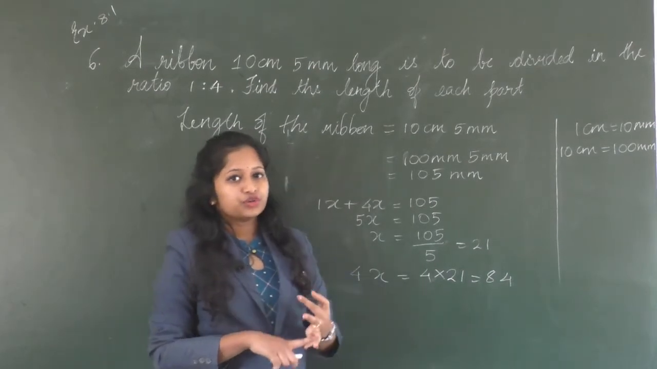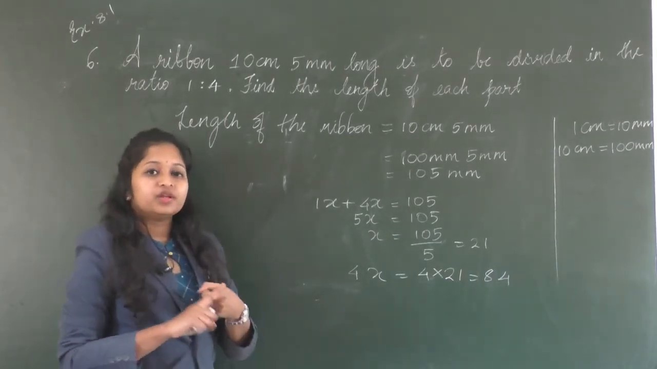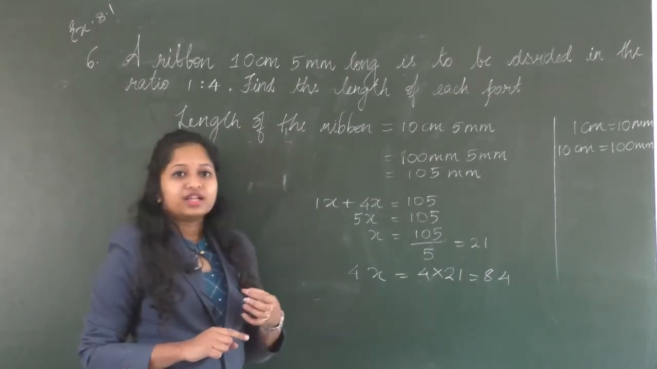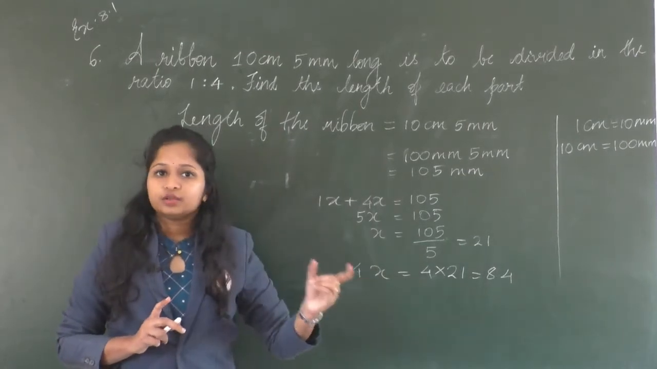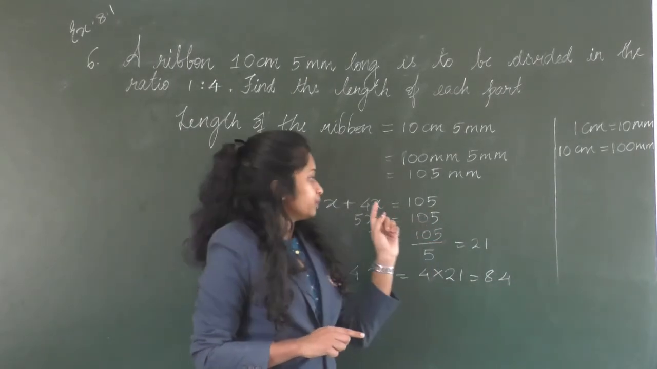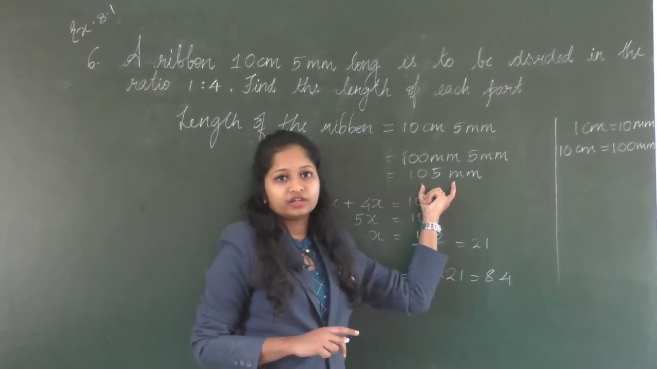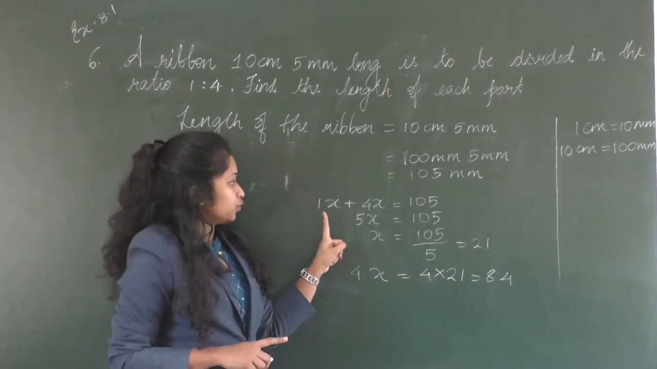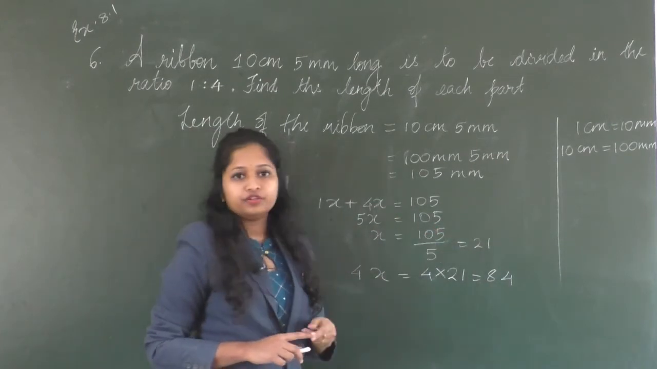Okay? And the ratio is given as 1:4. We should divide the ribbon in the ratio 1:4. So, let's take the length of one part as 1x and the length of the other part as 4x. Okay? So, the total length is 1x plus 4x, and we already got the length as 105. So, 1x plus 4x is 105. So, 1x plus 4x is 5x. So, 5x equal to 105.